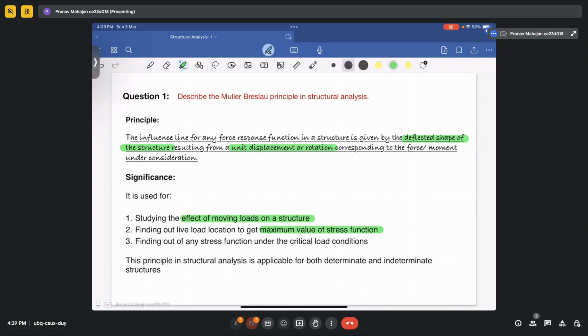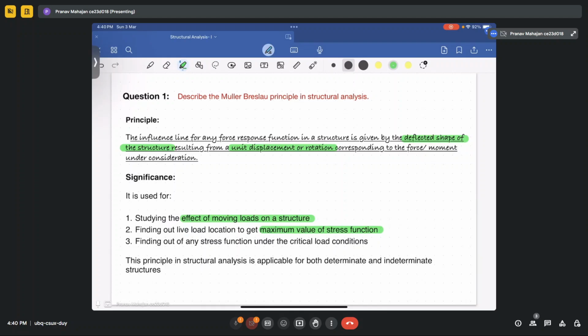Suppose a train is moving, and you need to calculate the stress at a particular section, a critical section on the member. How will you do it? You will draw the influence line diagram, and wherever the value is maximum, you calculate the stress at that particular point. If that stress is within your yield limit, critical limit or cracking limit, then the structure is considered to be safe. Otherwise, the structure is considered unsafe, and we will have to redesign it.